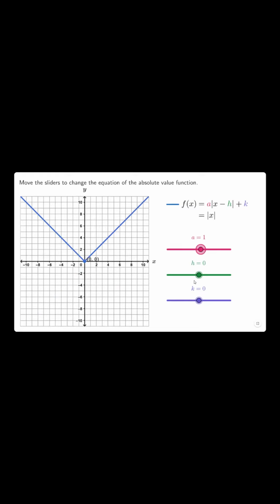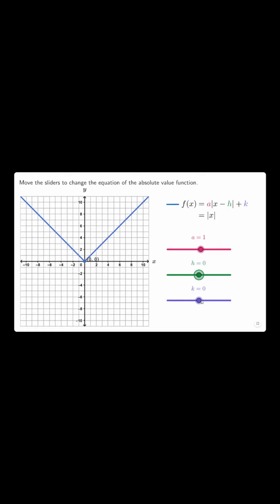What happens if I change the parameter h? Parameter h moves the graph along the x-axis like this. If I make it x minus 2, it moves to the right. If I make it x minus 3, it moves 3 units to the right, and so on. It's opposite to the sign. Again, here I put it like this.